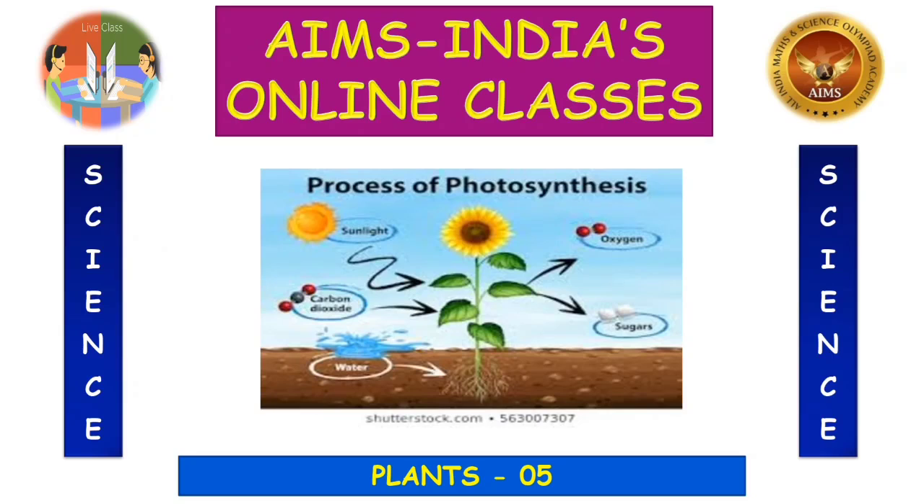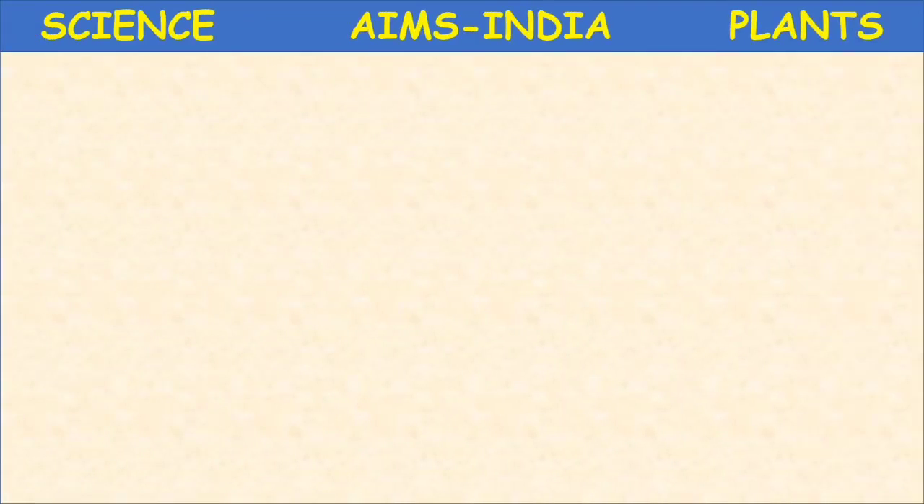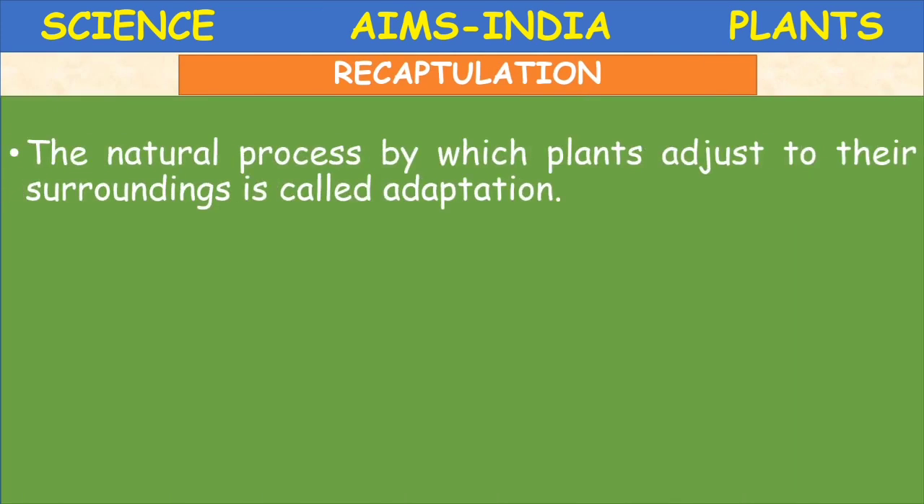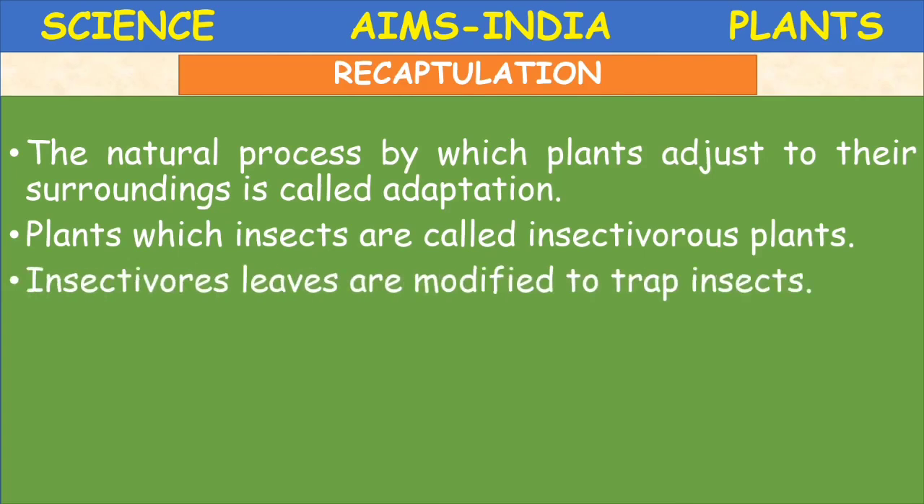Clear children? Okay. So before going to our original class, let us have a recapitulation of what we learned from the previous topic. Okay children, I am going to read it for you. Just follow me. The natural process by which plants adjust to their surroundings is called adaptation.